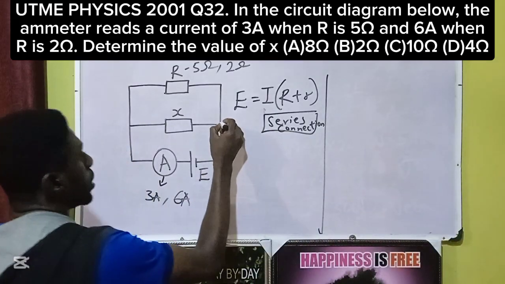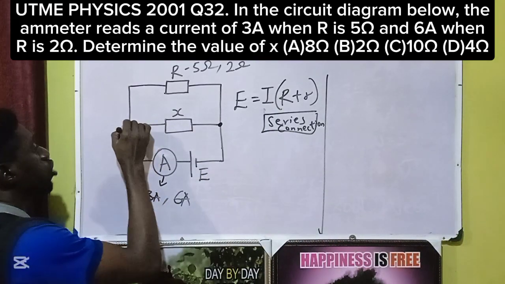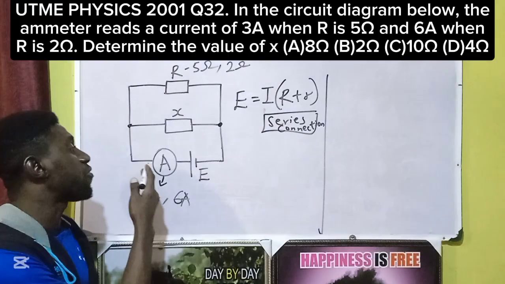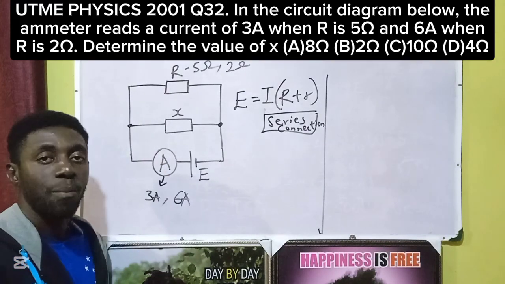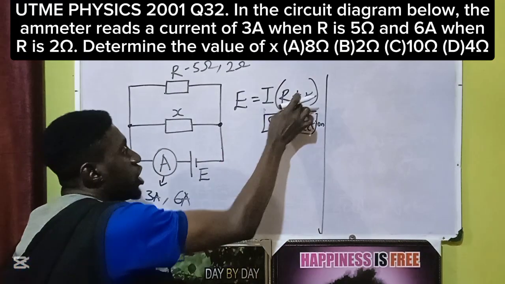Our diagram is a parallel connection. There is a junction here, and this junction will permit our current to divide. Therefore, this is a parallel connection. Then this formula will change a bit.